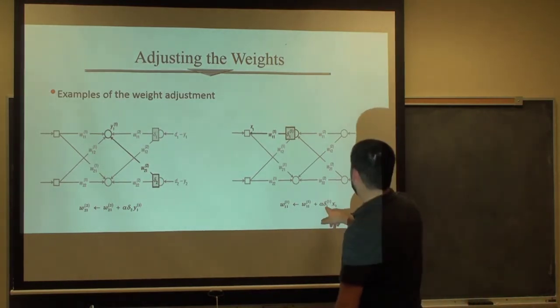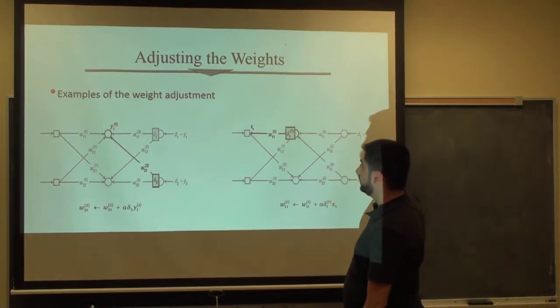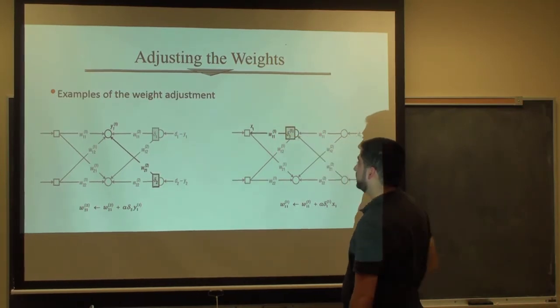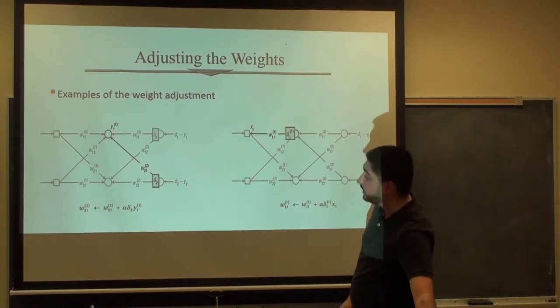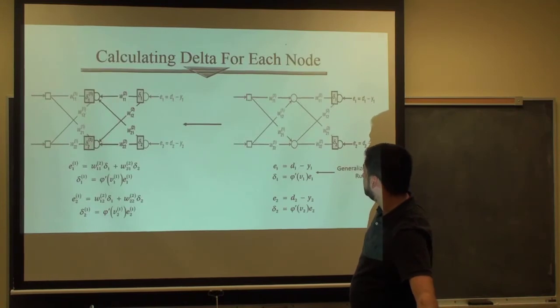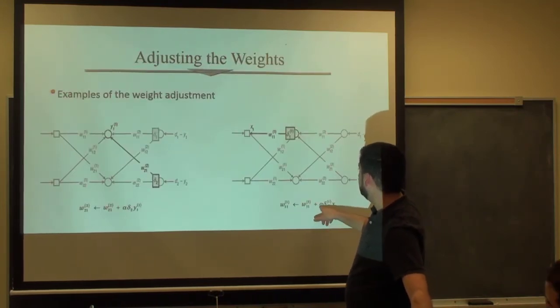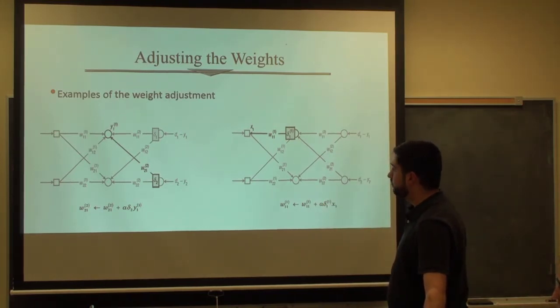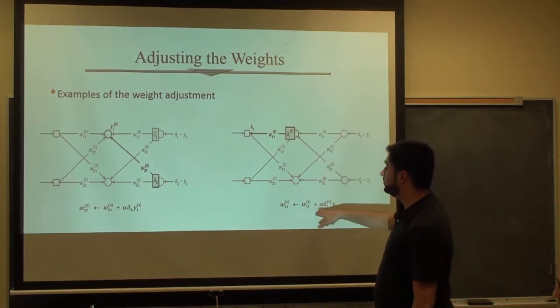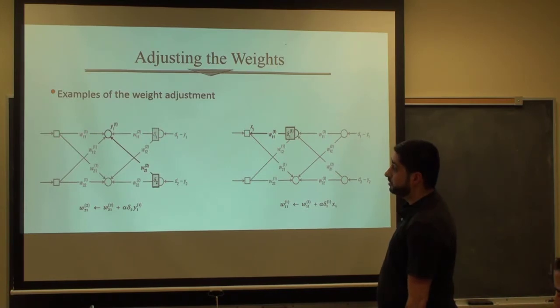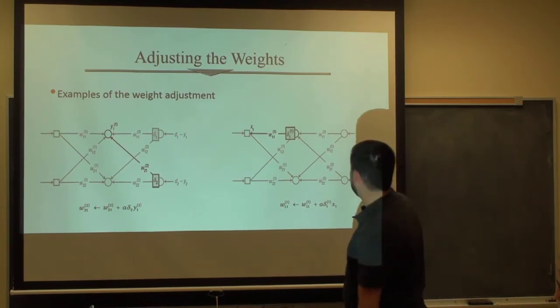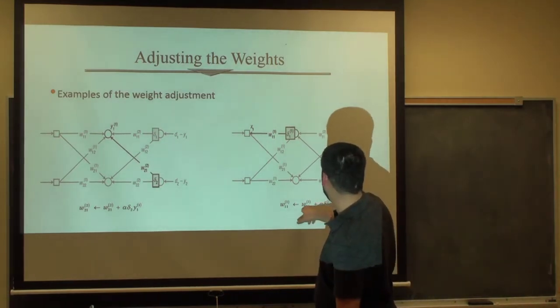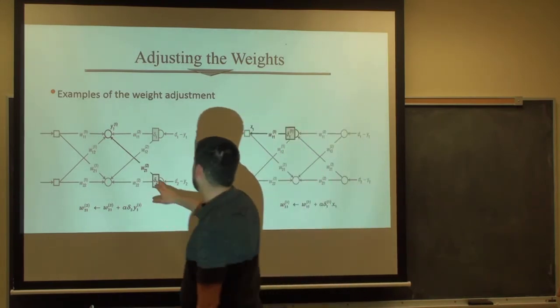Then the sigma, which we found before from the delta, or the error calculation. We plug it in here. Then alpha, which is the step size. We can choose any step size we want. It looks similar to the training on the single layer. For this one, we do the same thing.